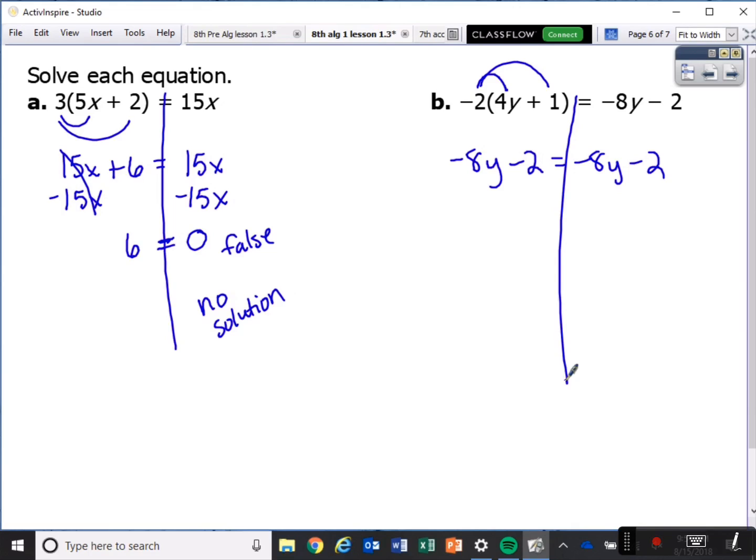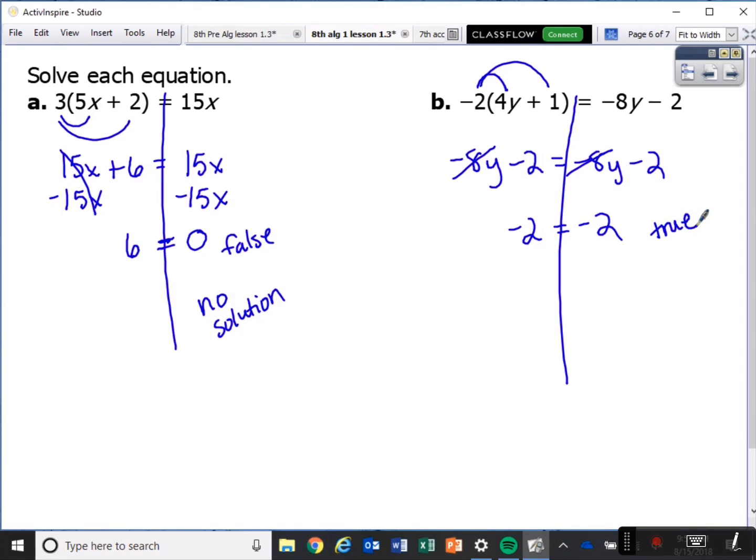Anytime you see that your y's are the same on both sides, you don't always have to go through the process of adding 8y. They're the exact same on both sides, so they're gonna cancel out, right? Just mark those two out. And we're left with -2 equals -2. True or false? True. That is true.